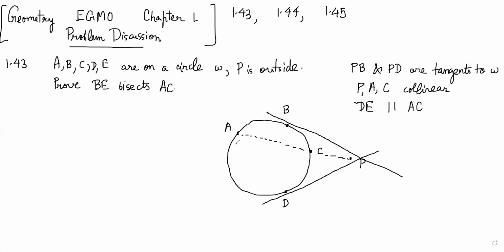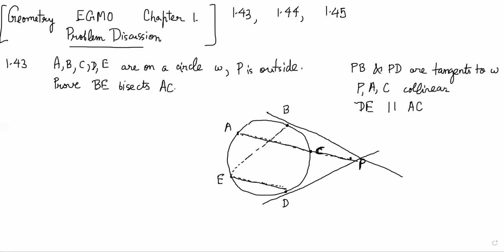DE is parallel to AC. So E should be somewhere here. These two lines are parallel. This is C, this is P. We have to prove that DE bisects AC, so we have to prove that this is equal to this.